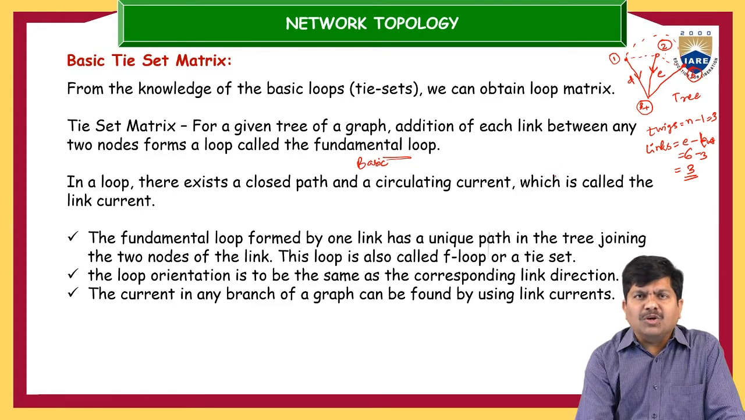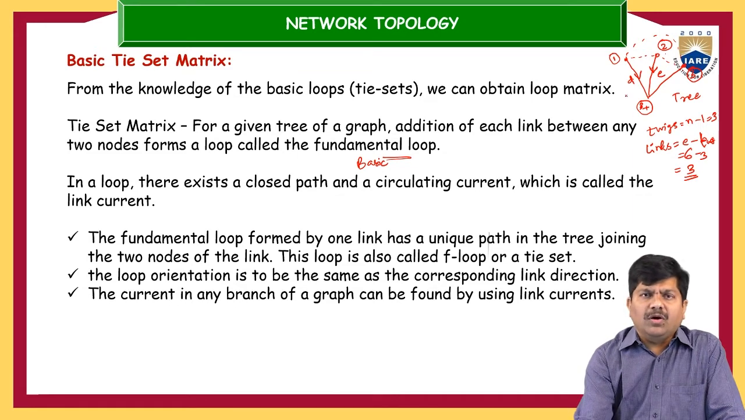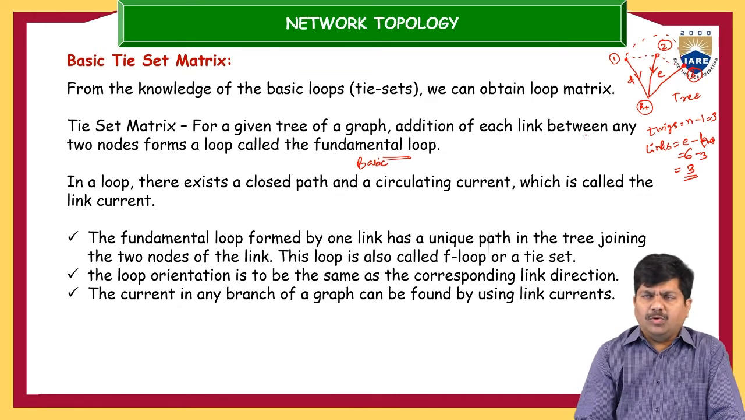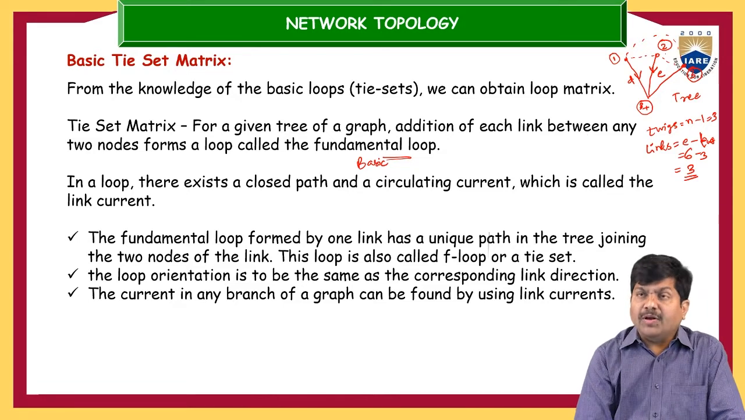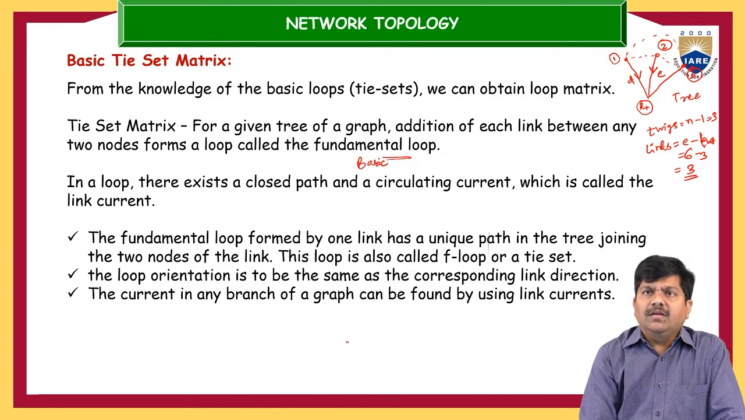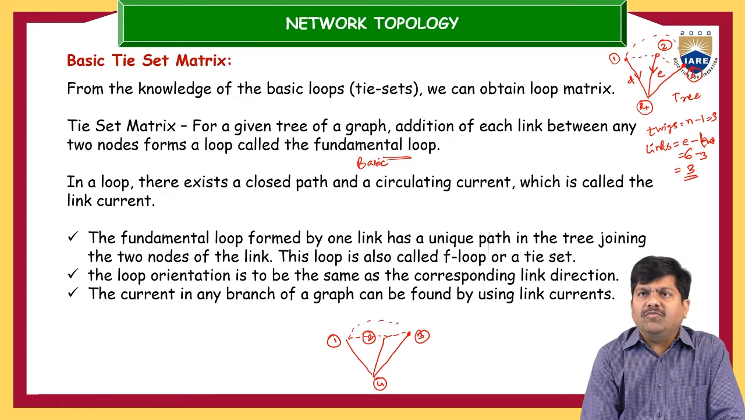Then that basic loop is because of the associated link. Now suppose we can develop a basic loop like this. Let me take one more simple example here. This is node number 3, and this is node number 4, and this is node number 1, and this is node number 2. So this is one link, this is also one link, and this is also one link here.